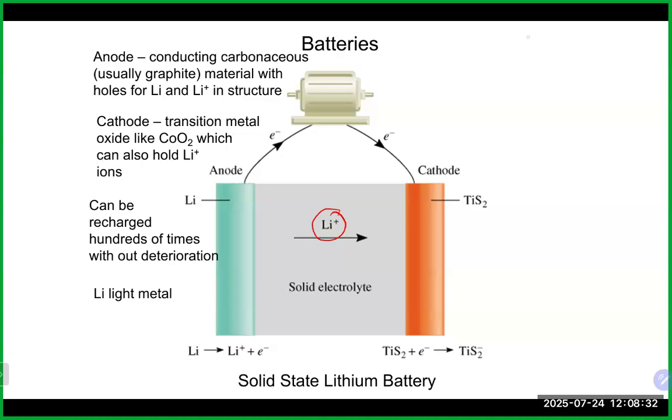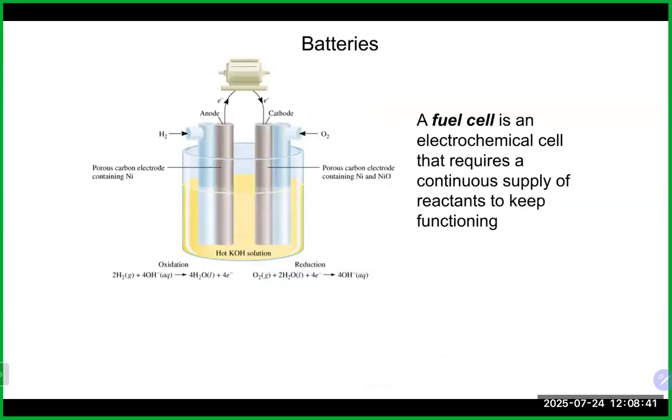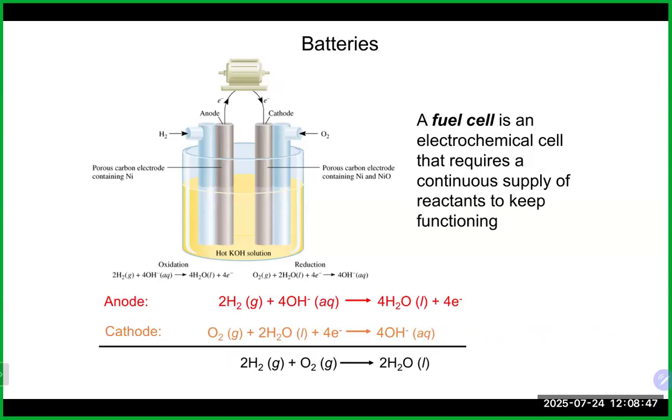It can be recharged hundreds of times without deterioration. And again, a lot of that solid material that's made is going to help it with that. Another type of battery, which is not a traditional battery, is a fuel cell. A fuel cell is an electrochemical process that requires a constant supply of gas. This is a hydrogen fuel cell, so you need hydrogen gas and oxygen gas being bubbled in here.